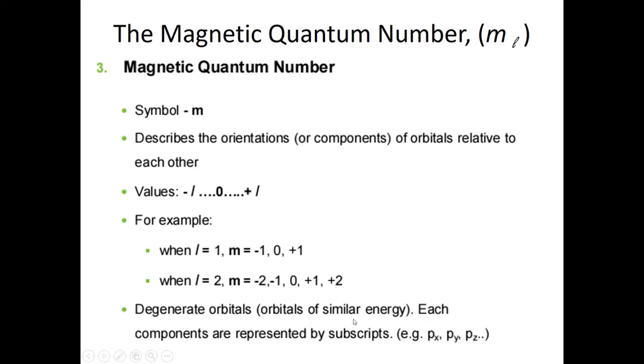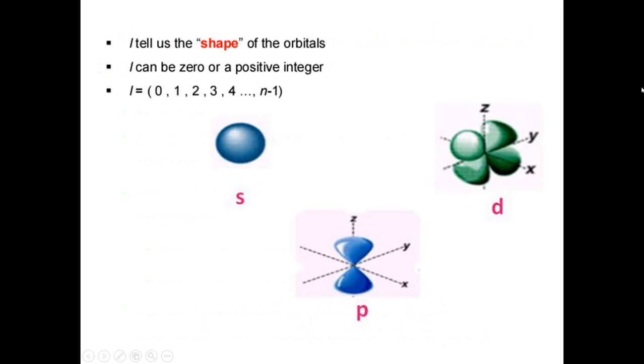Degenerate orbitals, or we call as orbitals of similar energy, each component is represented by a subscript. Contohnya Px, Py and Pz macam ni. Orbital D dia ada 3 jenis. Kalau kita letak dia akan jadi dx, dy and dz. Sama dengan P juga. Px, Py and Pz.